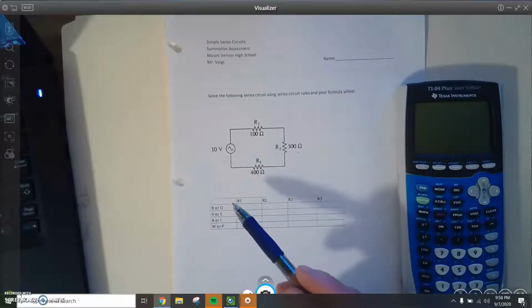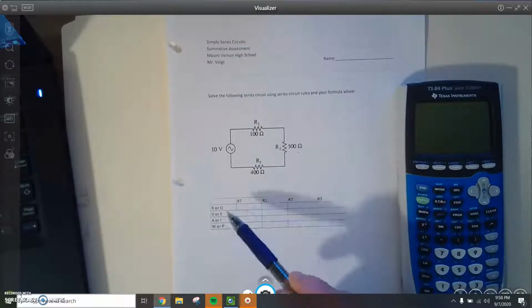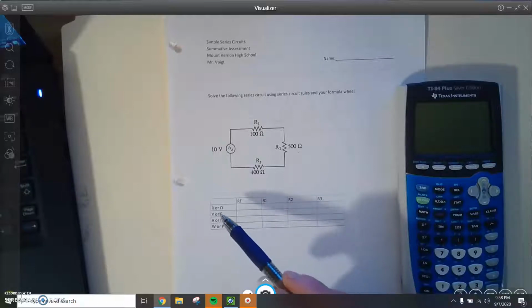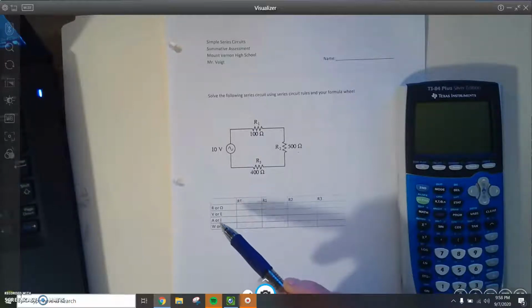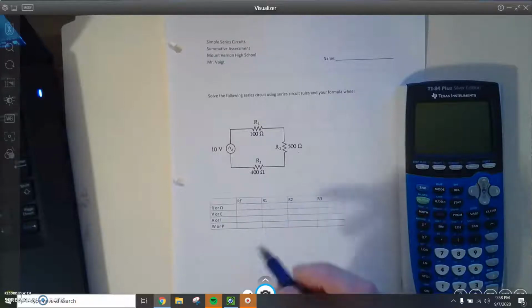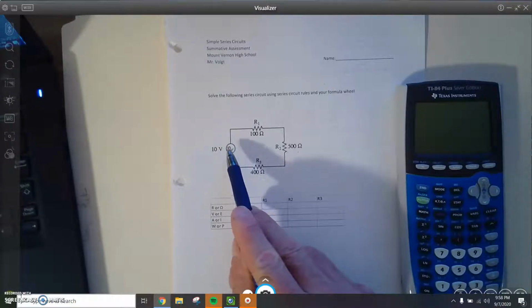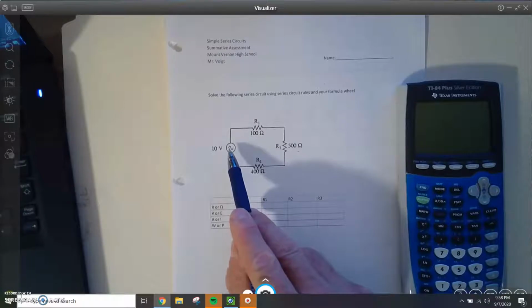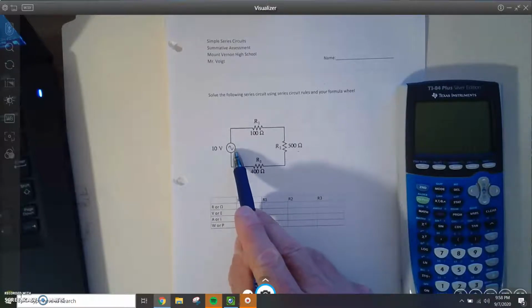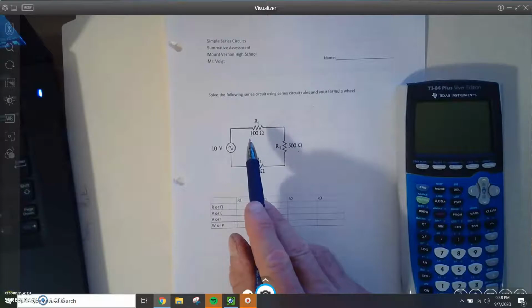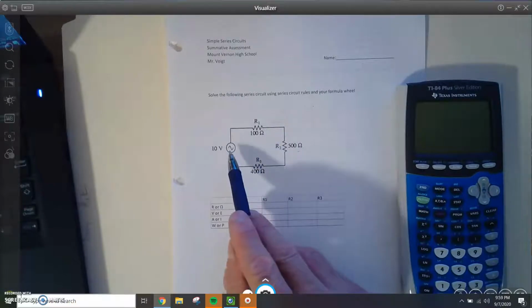Now, usually it'll go V, A, R, and W, so we just have to be careful to keep these in order. As you can see, this is the alternating current symbol. Remember, it doesn't matter whether that's a battery symbol. Batteries are direct current or DC. This is an AC or alternating current, but it doesn't matter in our figures. That's just always our power source.